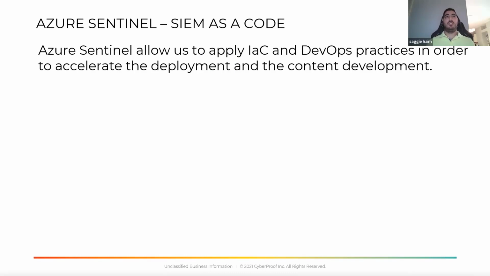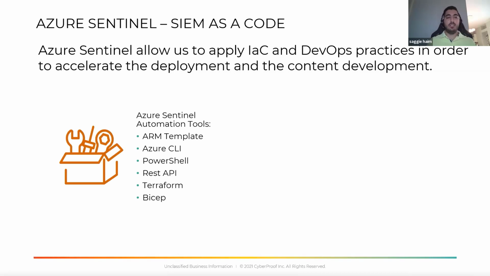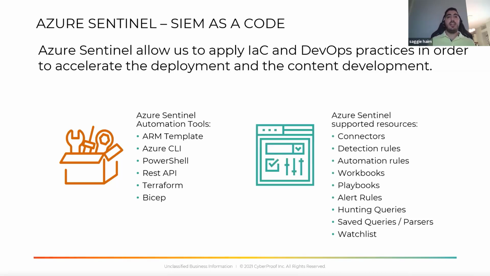Now, as I said, Azure Sentinel allows you to apply infrastructure as code and DevOps practices in order to accelerate the content deployment and development. Azure Sentinel automation tools support ARM template, Azure CLI, PowerShell, REST API, Terraform, and also the new Bicep language. And of course, it supports creation of most of the resources inside Azure Sentinel, like connectors, detection rules, automation rules, workbooks, which are interactive reports, playbooks for automation, hunting queries, and of course, parsers, saved queries, and watchlists.